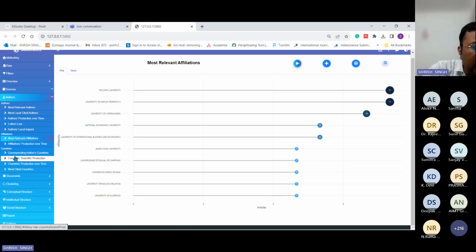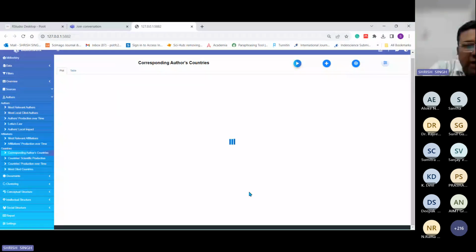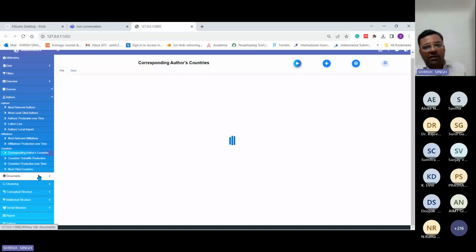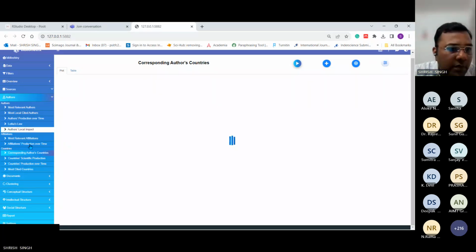After this, in country, you can find the corresponding authors' countries, countries' scientific production. You can have a look at any one of the metrics, so you can have a clear-cut idea. But after this, there is a need to practice by yourself, because all the things will be done by the software. You have to just click on the right option and you will find the results automatically. But the thing is how you are going to report all those things in your research paper, right? That is why it is important to understand each and every matrix properly. That is why I have explained H index, G index, and I10 index along with Bradford's law and all.